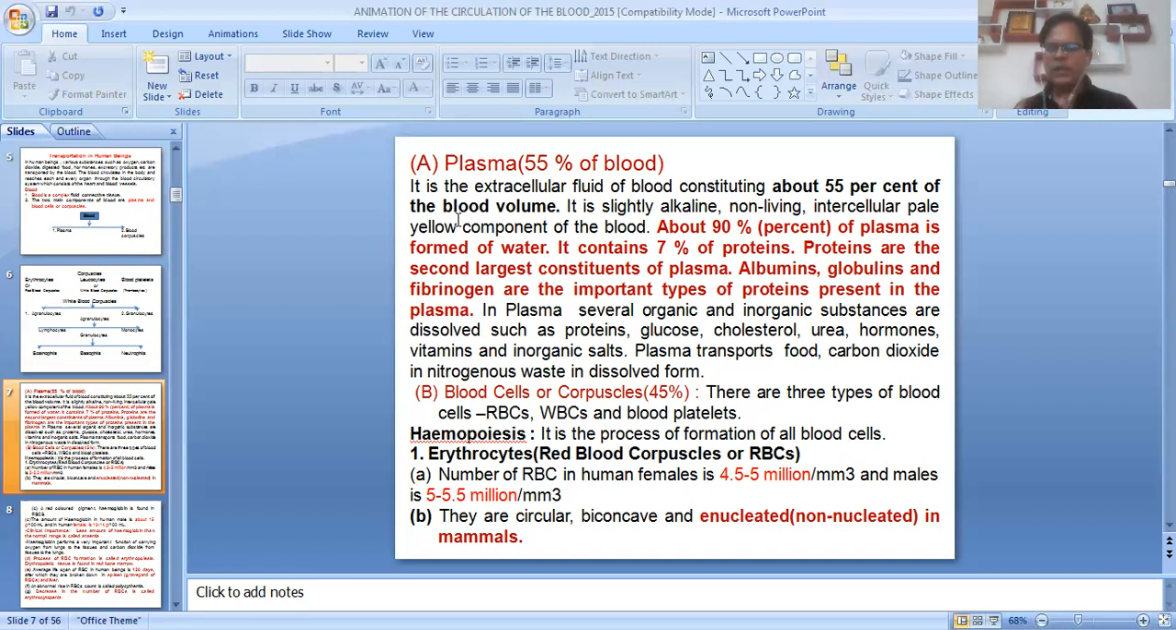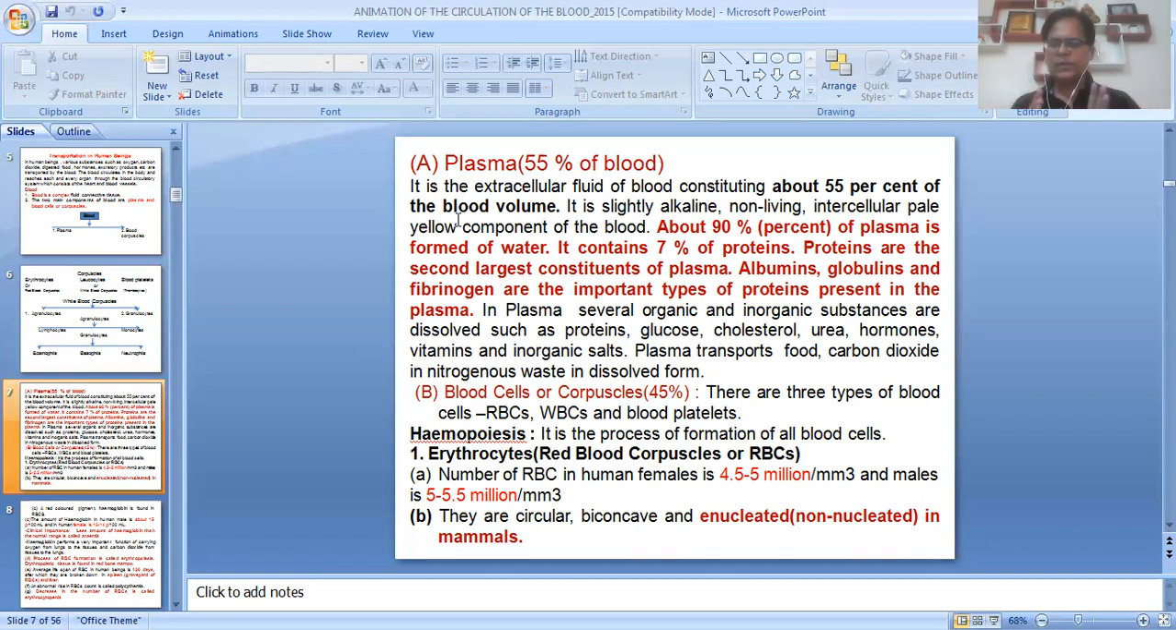So, there are three types of blood corpuscles, as I told you: RBC, WBC, and blood platelets. So the question is, what do you mean by hemopoiesis? It is the process of formation of all blood cells, right?